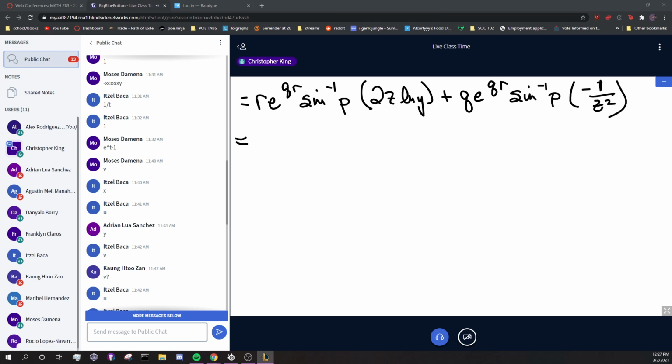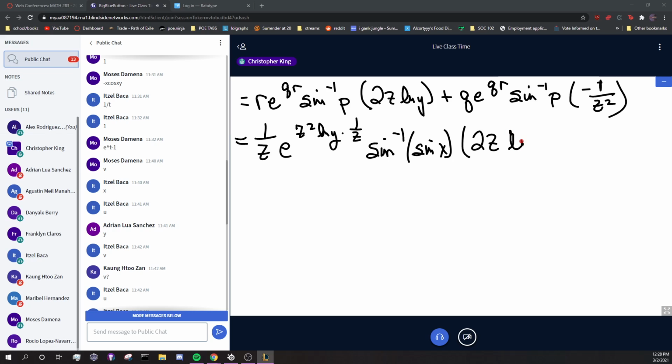Well, let's clean it up and get it all in one variable. So in place of r, we're going to put in 1 over z. We're going to have e to the z squared natural log of y times 1 over z. And we're going to have the sine inverse of the sine of x. And then we're going to multiply that by 2z natural log of y.